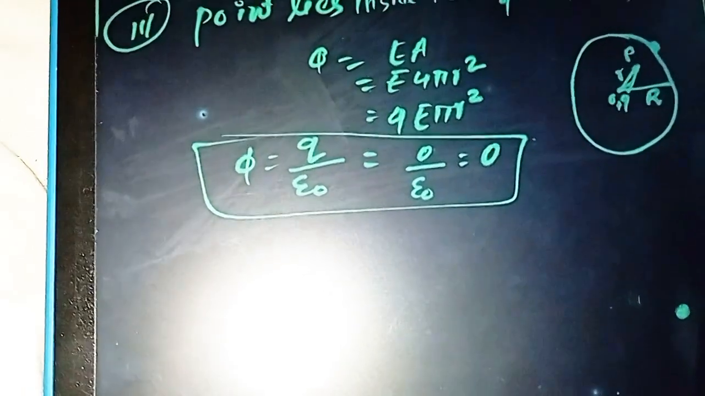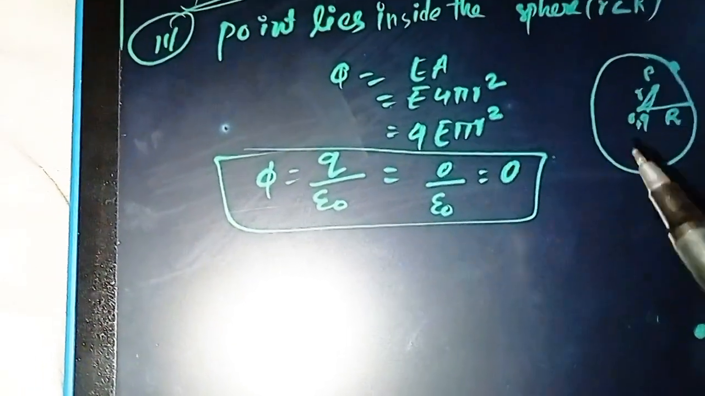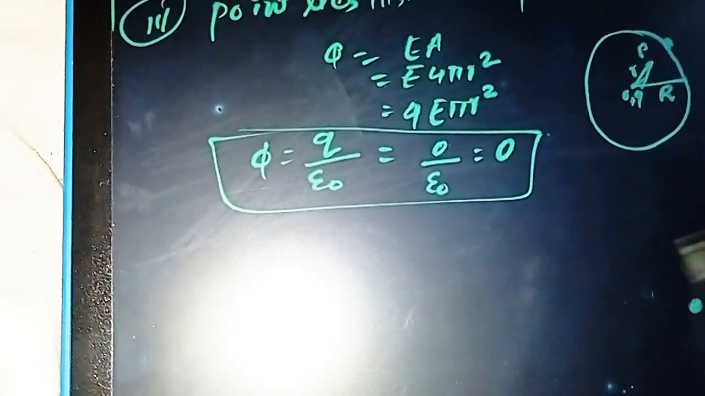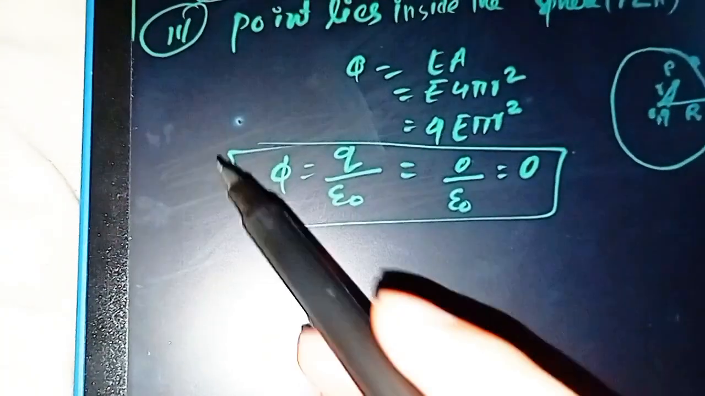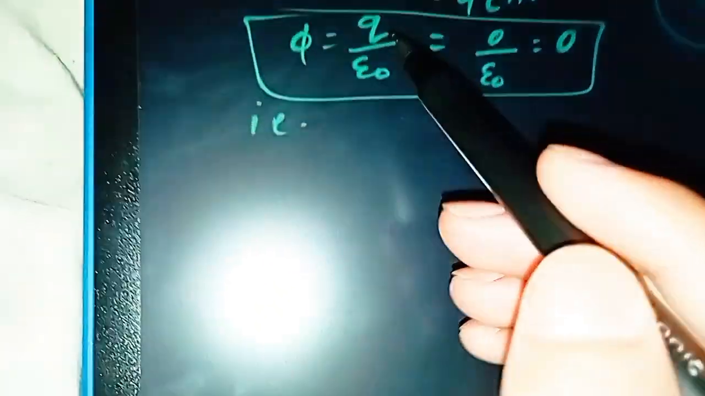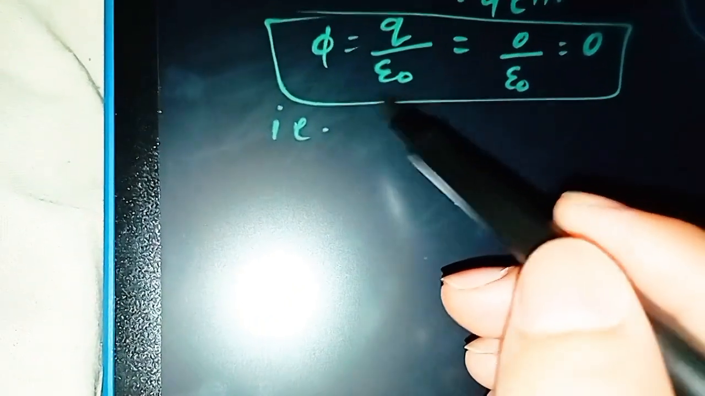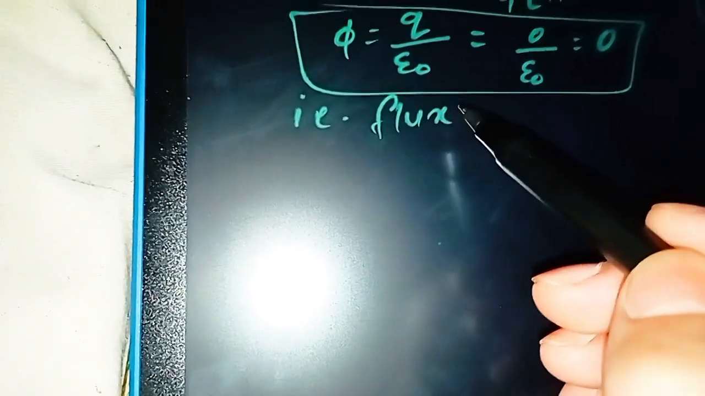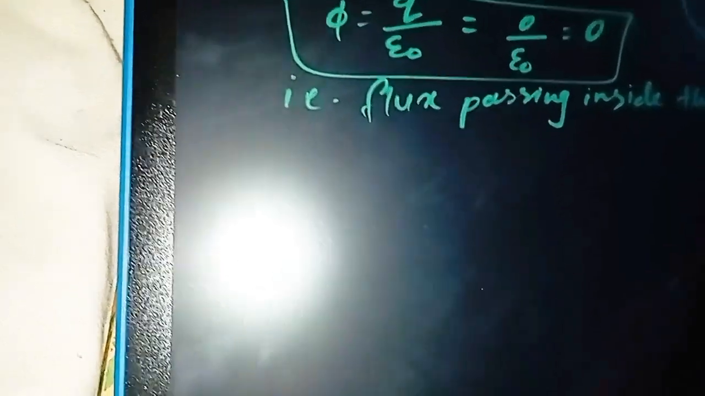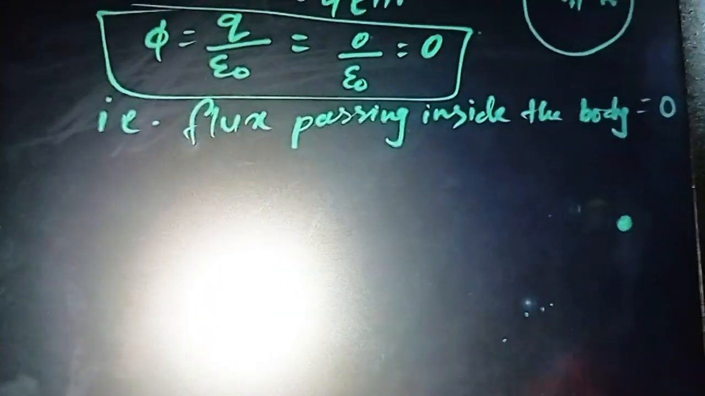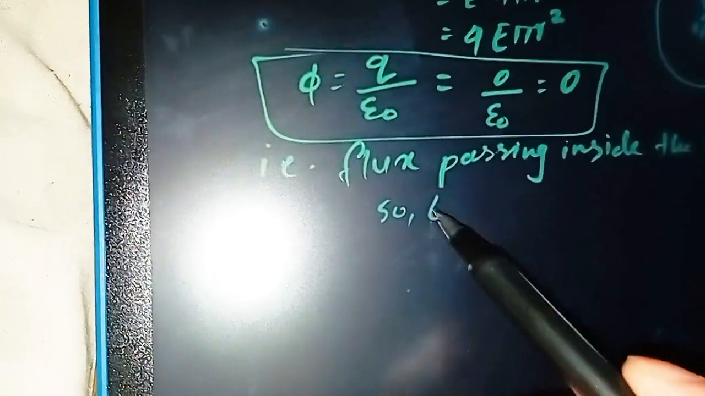So charge is 0. Okay, the charge enclosed by the Gaussian surface is 0. That is line of force or flux. We can say the flux passing inside the body is equal to 0. Okay, so E is equal to 0.